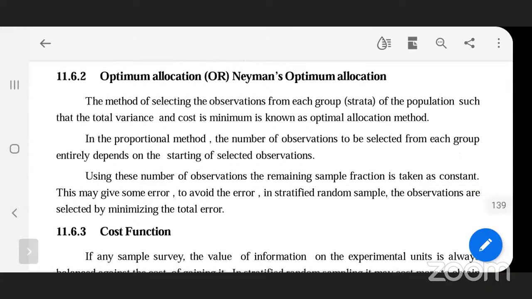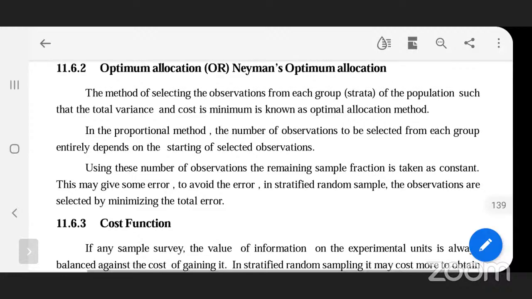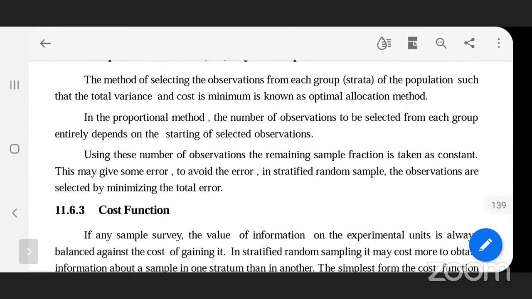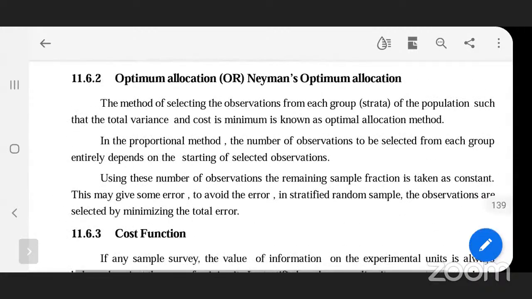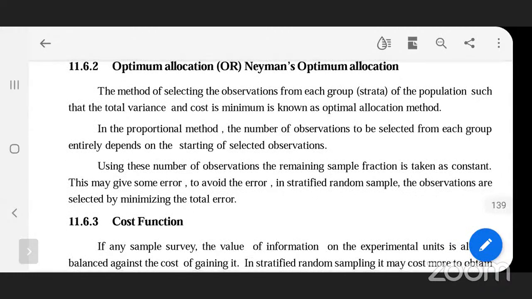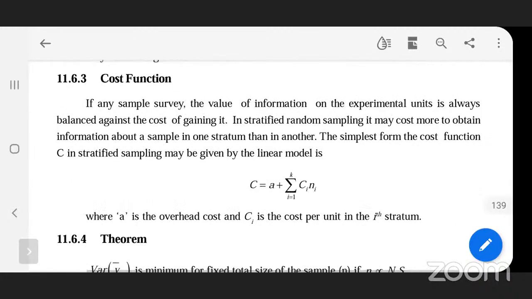In the proportional method, the number of observations selected from each group depends entirely on the stratum size, and the sample fraction is also taken as constant. In Neyman's optimal allocation, each fraction, even a smaller fraction, is also considered. That is the advantage of optimal allocation.